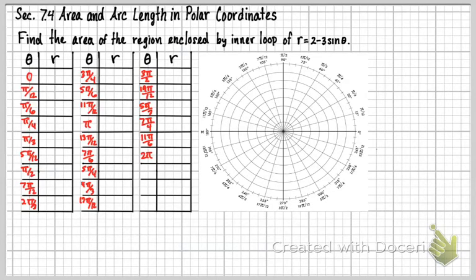Find the area of the region enclosed by the inner loop of r equals 2 minus 3 sine theta. So I already put the tables in and the polar grid, and I made the interval for every pi twelfths. So I just kind of filled that in. Now all I'm going to do is fill in the rest of the table for r.